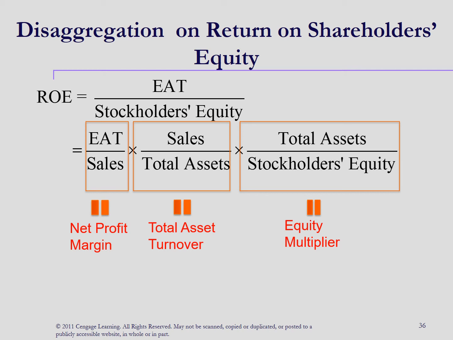So we can express return on shareholders' equity as the product of net profit margin, total asset turnover, and equity multiplier. Moreover, the product of net profit margin and total asset turnover is return on investment. So we can also express return on shareholders' equity as the product of return on investment and equity multiplier. This disaggregation has the benefit to identify how a firm achieves the return on shareholders' equity.